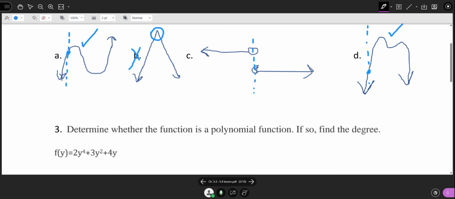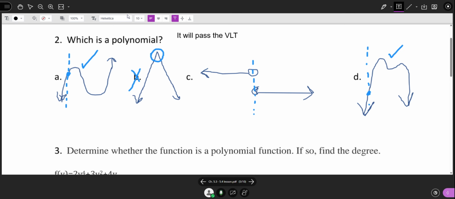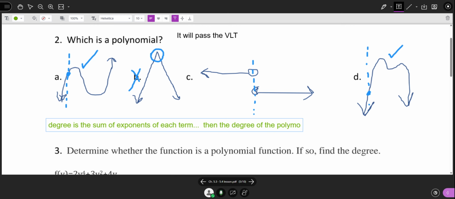Determine whether the function is a polynomial function, and if so, find the degree. Okay, so that means I need to explain what a degree is. Degree is the sum of exponents of each term, then the degree of the polynomial is the highest degree in the list of degrees.